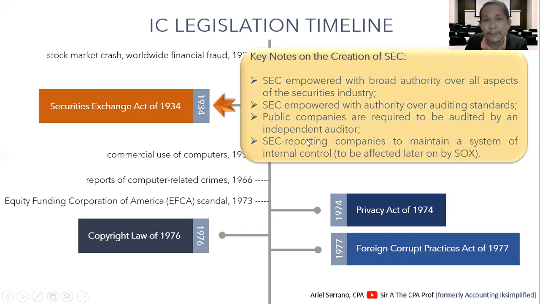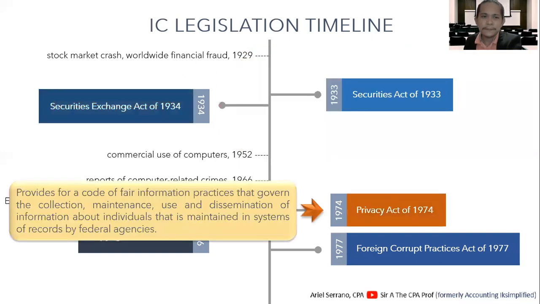Until nagkaroon talaga ng mga problema, saka naging mahigpit na sa pagpapatupad ng mga internal controls. Now, doon sa Privacy Act of 1974 naman, ang purpose nito is to provide a code of fair information practices that govern the collection, pangongolekta, pagme-maintain, paggamit, pagdidistribute ng mga information patungkol sa isang individual. Okay, that is maintained in systems of records by federal agencies.